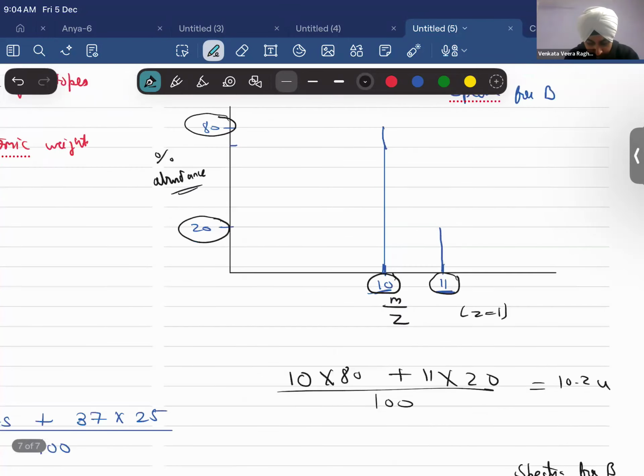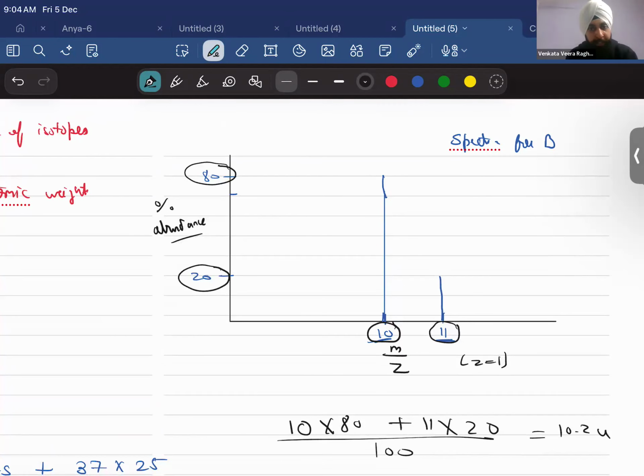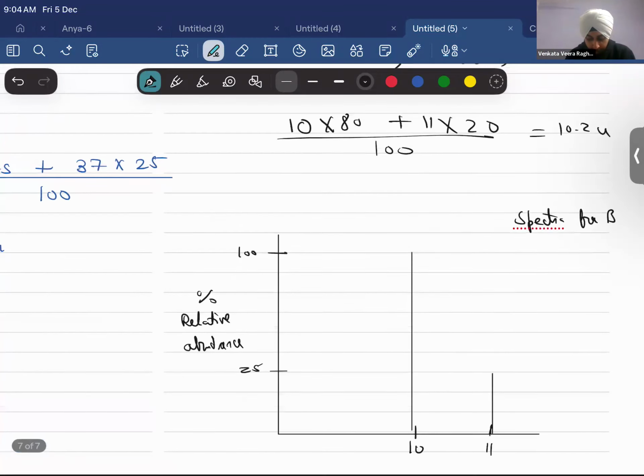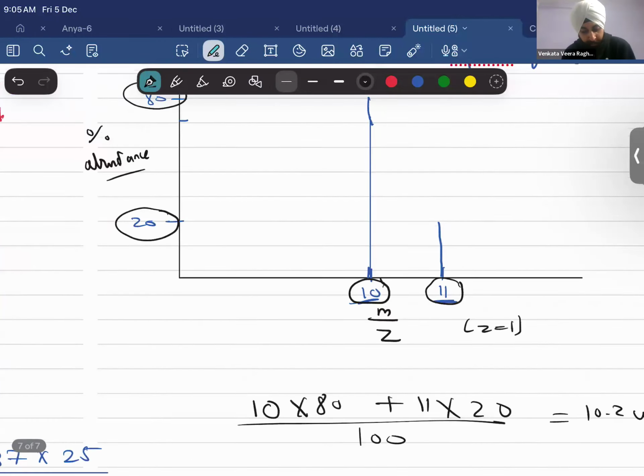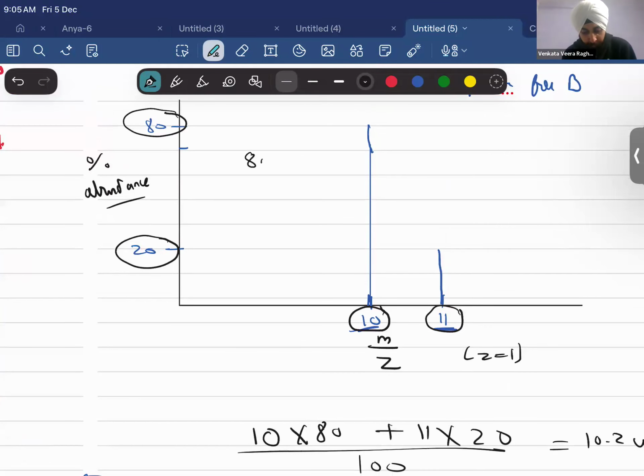See, in the above case, it was percentage abundance. 80% for mass number 10, 20% for mass number 11. Now they are saying percentage relative abundance. Relative means you take one as 100%, and with respect to that 100%, think about the next one: how much percentage of the next isotope of boron is present? The ratio will remain the same. It is 80 is to 20, which is 4 is to 1.